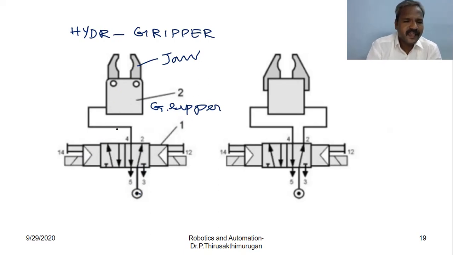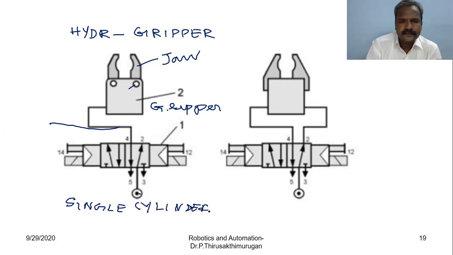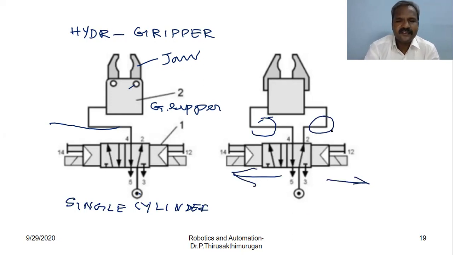So the 4 is the actuating signal that goes to the gripper. So this is actually a single cylinder gripper. Actually, this is a double cylinder. You see, the actuating mechanism is on both sides. Either side moving of the piston, it will operate the gripper. But this is only one side. So single cylinder, and this is a dual cylinder operated gripper.